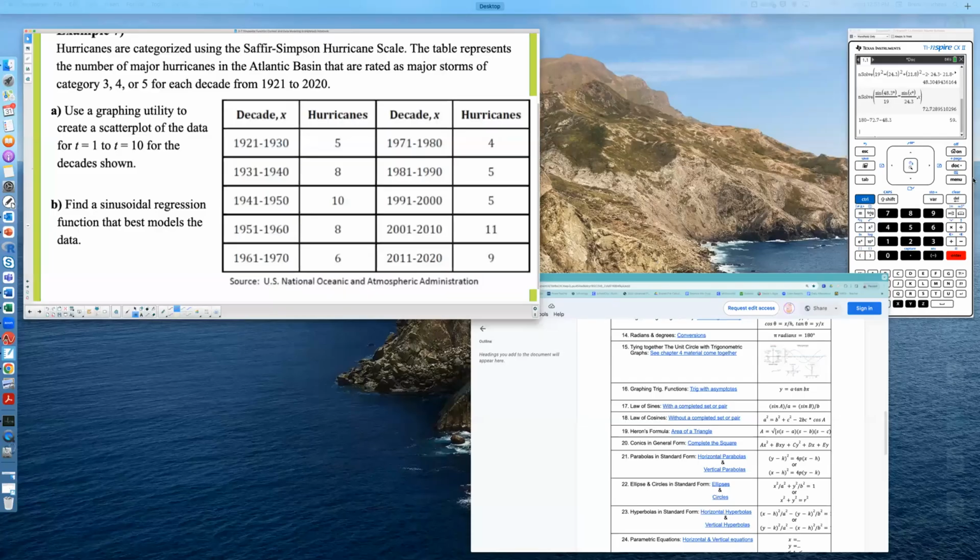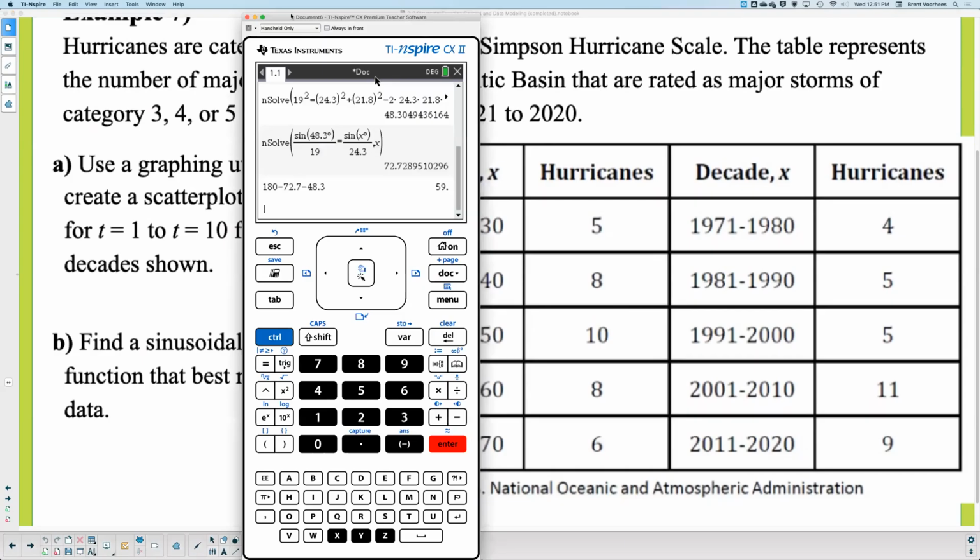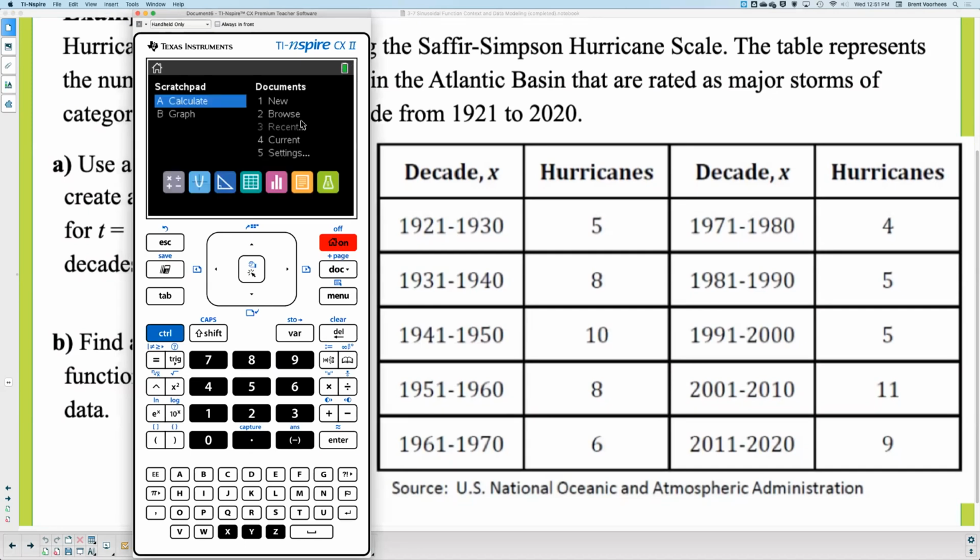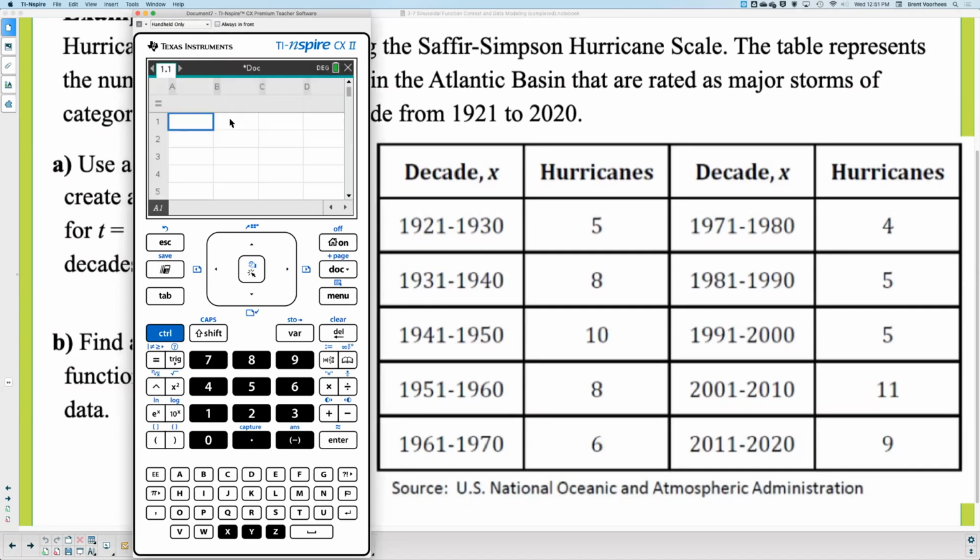So I want to open up my calculator, and I'm going to go to lists and spreadsheets. In lists and spreadsheets, the decades here, I'll put as D so I can keep track of that. And the hurricanes I'm going to do is H. So I have a first decade, second, third, fourth, fifth, sixth, seventh, eighth, ninth, and 10th decade. I have 10 decades to work with. We had 5 major hurricanes, 8, 10, 8, 6, 4, 5, 5, 11, and 9.